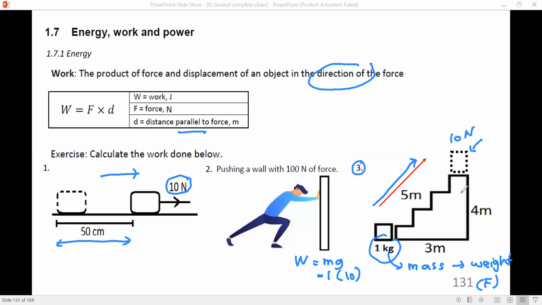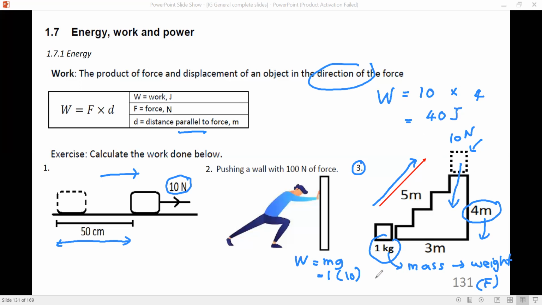In this question, it is trying to test whether you know which distance is suitable to use. We have force 10 Newton, and the direction of the force is downwards. Why is it downwards? Because 10 Newton is weight, the gravitational force. So if the direction is downwards, the most suitable distance to use is 4 meter because it is in the same direction. So here your work done is force, which is 10 times 4, which is 40 joule. This is how you solve this question.